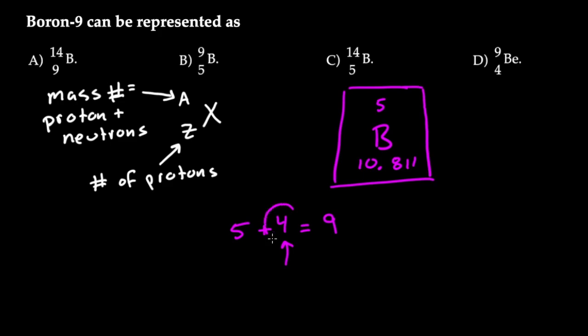Now, we don't have to know this for this particular problem, but it's also kind of just good to know that this particular isotope would have 4 neutrons in it. And so the answer choice is going to be B right in here.